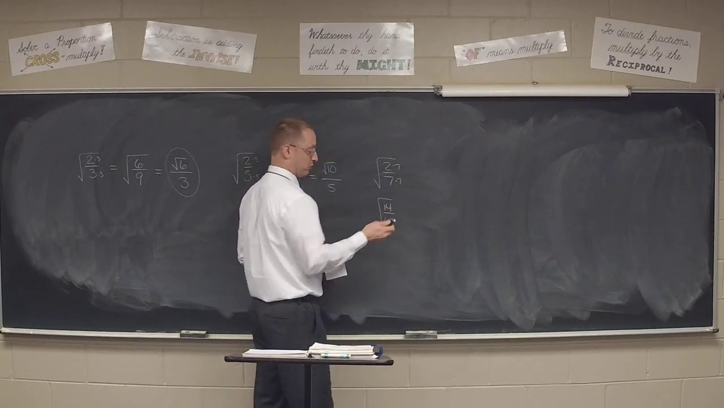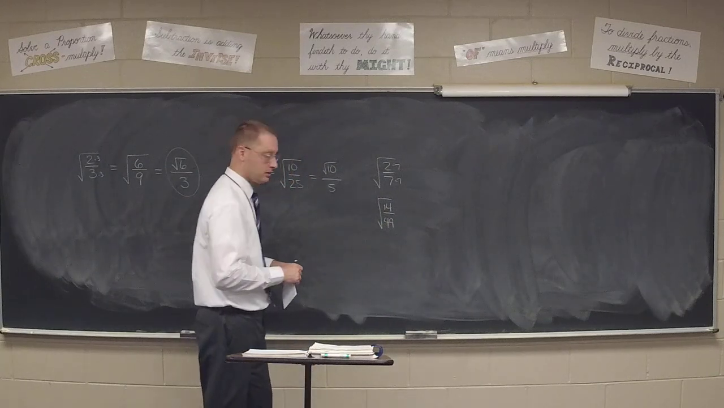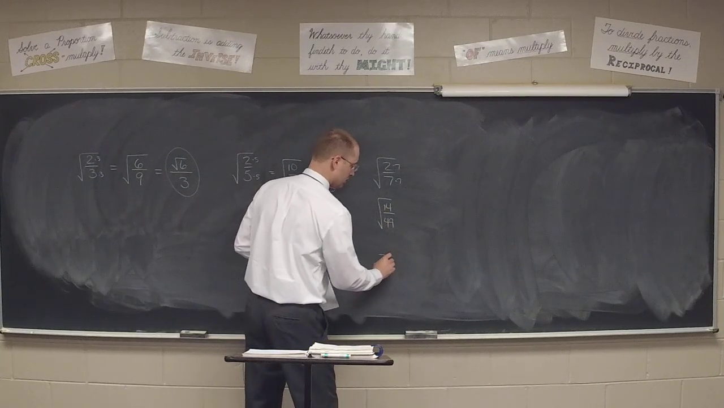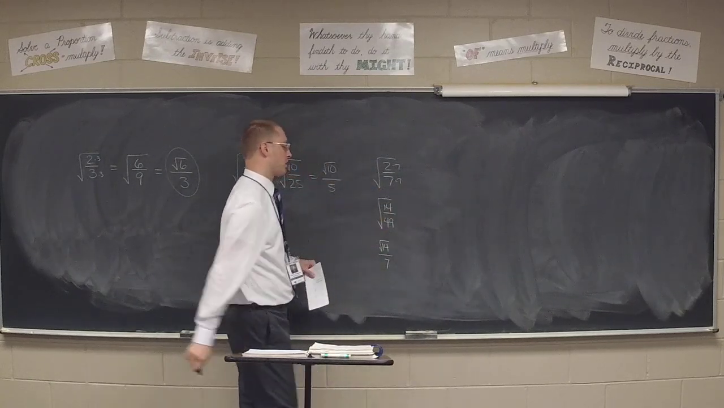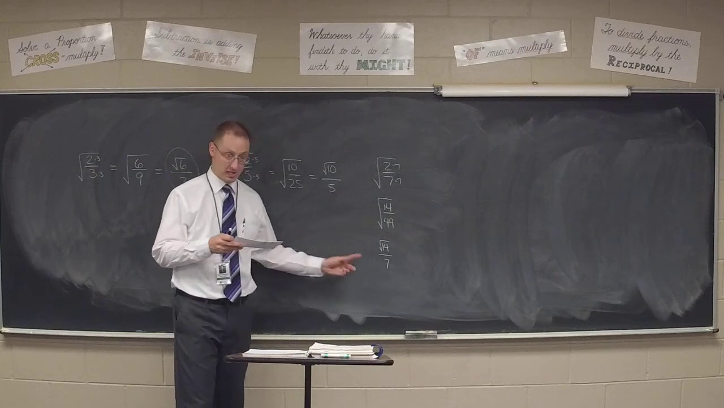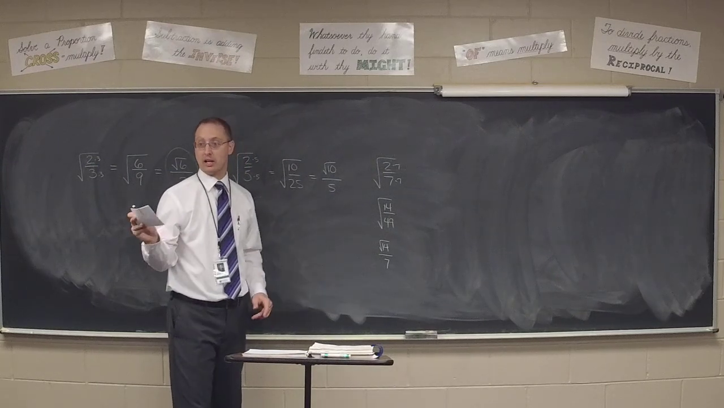Or the square root of 14/49, yes. And then you take the square root of 49, get 7, or the square root of 14 over 7. There we go. Leave the square root of 14 and get the 7 in the denominator to get this answer for number 6.